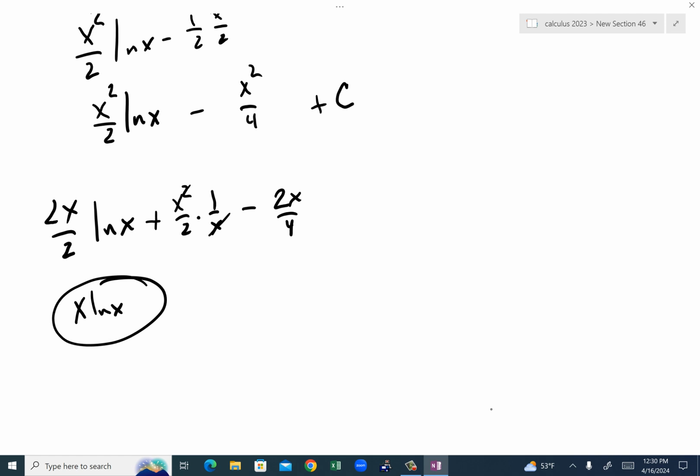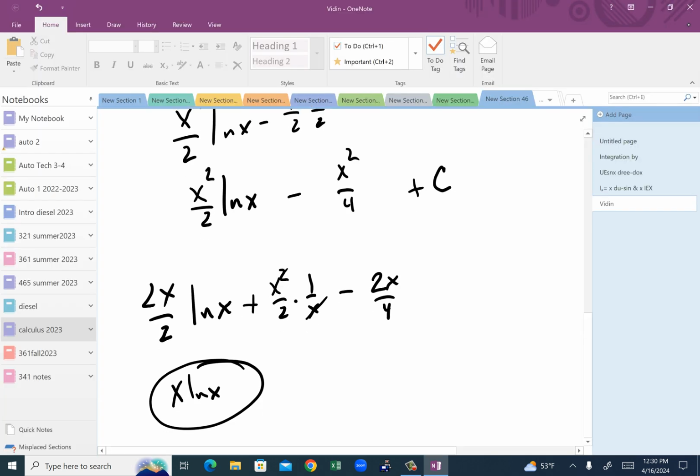Now, here's a fun one. How about this guy? Let's try him on for size. What would happen if you had x squared? We'll do a nice easy one first, a little palate cleanser, and then we'll do a hard one. What if you just wanted to do the integral of ln x?